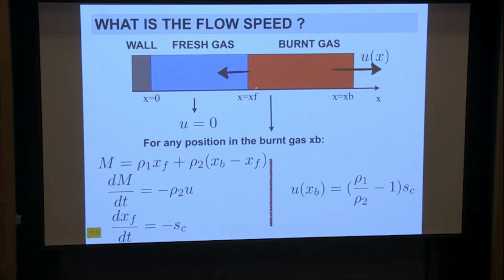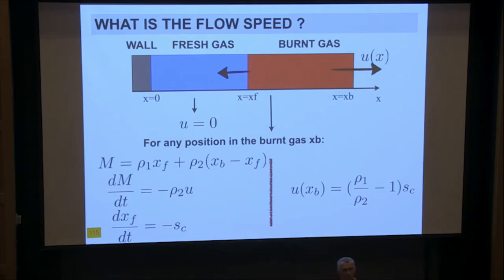And xf is moving because the flame is going left. And the mass changes because there is a flux coming out here. What is this flux? It's minus rho 2, the density of the burnt gases, multiplied by u, the velocity of the burnt gases. And so if you combine this into this equation, you find that u, the velocity of the burnt gases, is (rho 1 over rho 2 minus 1) multiplied by SC. So if a flame is moving left at 1 meter per second, the burnt gases are moving right at 7 minus 1 meter per second, 6 meters per second.